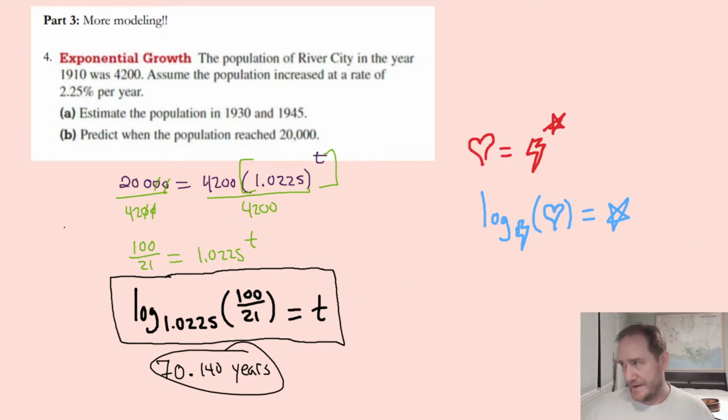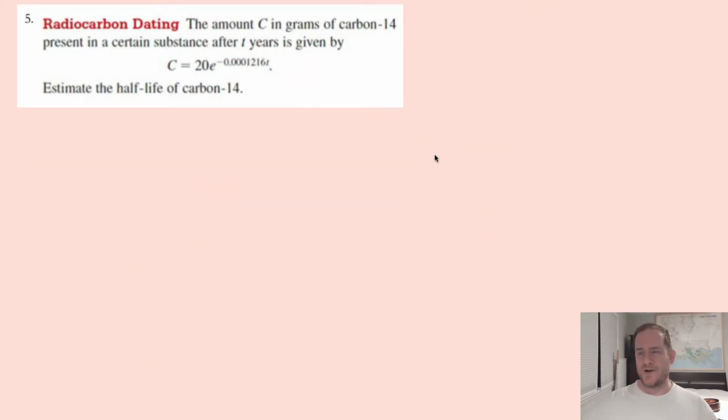So let's do that again for the next one. So radiocarbon dating, they gave us a function. Here it is. It says estimate the half-life of carbon-14. So this is a good question. We've kind of talked about this before.